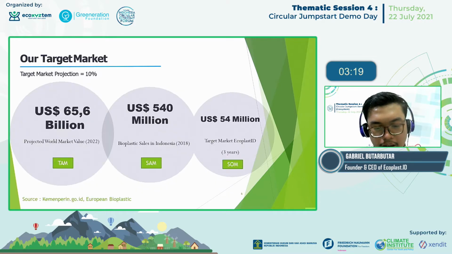Next. From the market itself, the projected market value of the world bioplastic industry is around $65.6 billion in 2022, according to European Bioplastics. And some cities, especially in Indonesia, Jakarta, Bandung, and Bali, have banned the use of plastic that is not environmentally friendly. This is our opportunity with huge market.